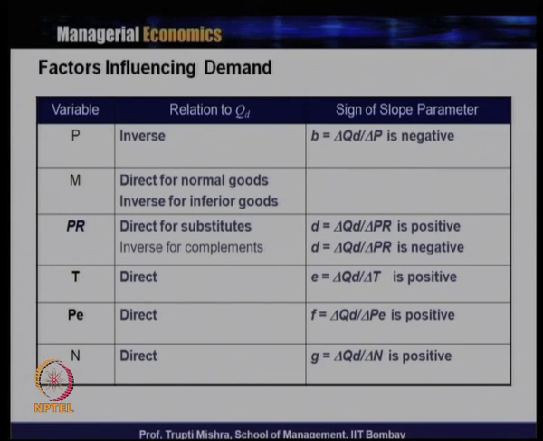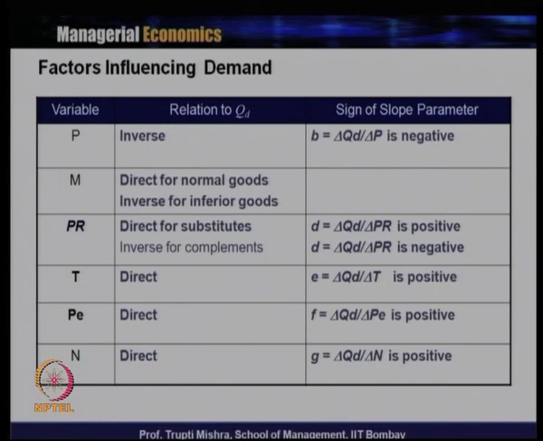That leads to the fact that when income increases, there is increased quantity demanded for normal goods and less for inferior goods. That is the reason the relationship is direct between income and the quantity demanded of normal goods, and inverse between income and the quantity demanded of inferior goods.